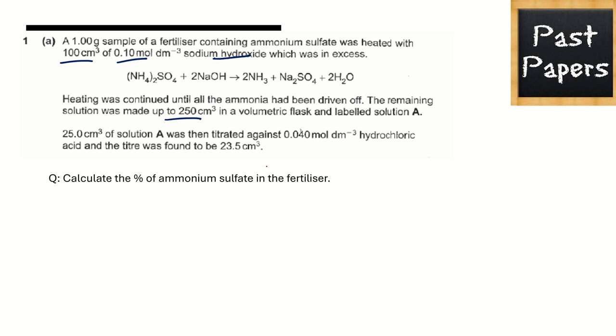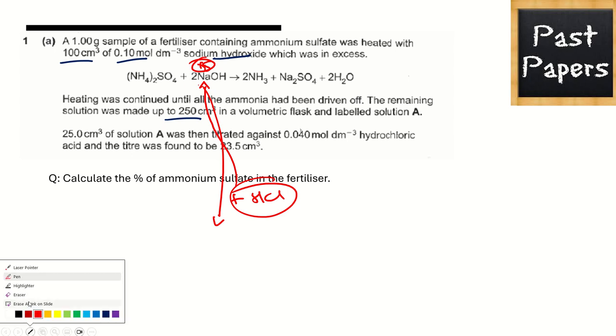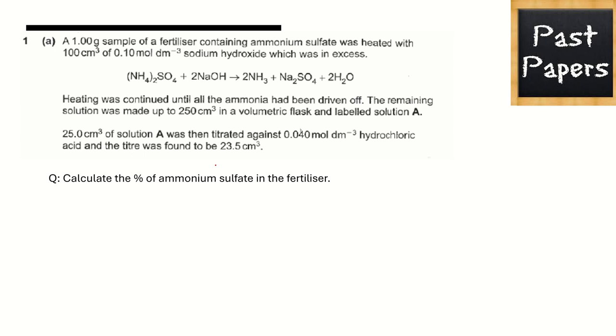Anyway, basically what they've said here is this is in excess. All the reaction is carried out, and then at the end, whenever the reaction is over, the unreacted sodium hydroxide in there is reacted with hydrochloric acid. We only use this titration to work out how much sodium hydroxide is left over, and then we can work out how much sodium hydroxide actually did react. Anyway, let's talk ourselves through it. Let's put in what we know.